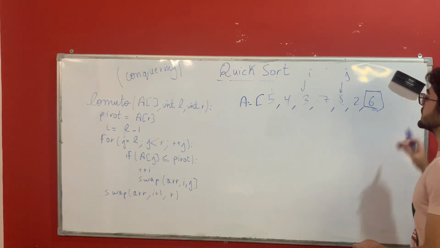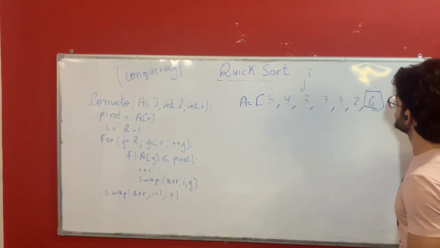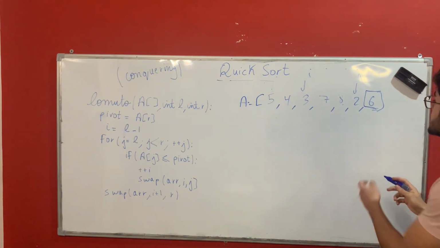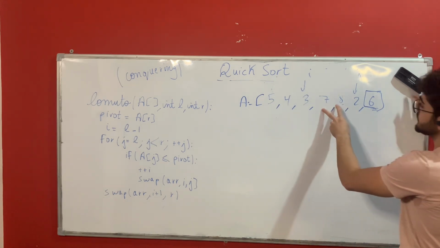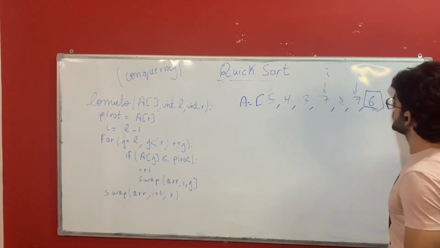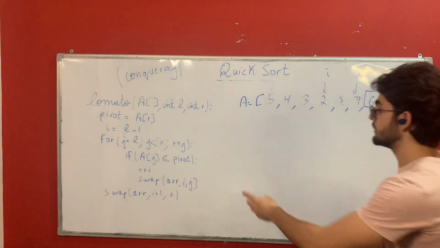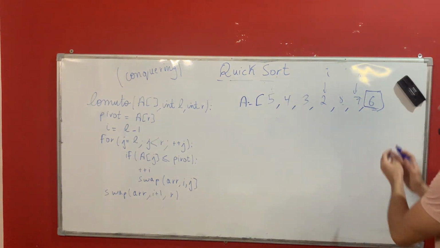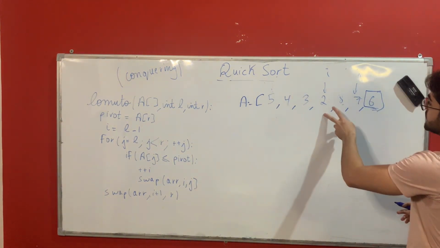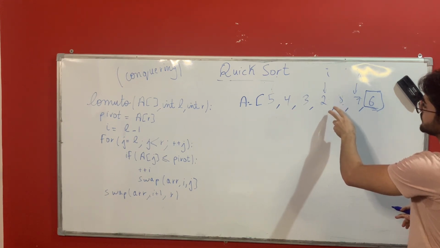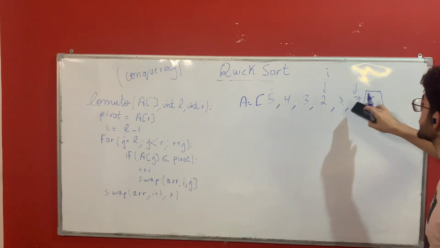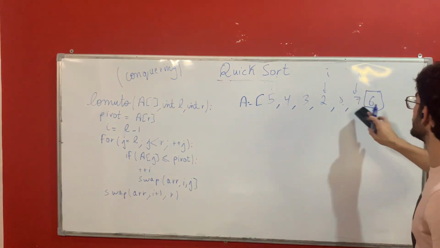We continue iterating, reaching 2. 2 now is the last element to check. 2 is less than 6, so we swap 2 with 7 after incrementing the i pointer. Now we have reached the end of the for loop, so now we should place 6 in its correct position, which is to swap 6 with A of i plus 1, which is 8. So now we swap 6 with 8 as shown here.